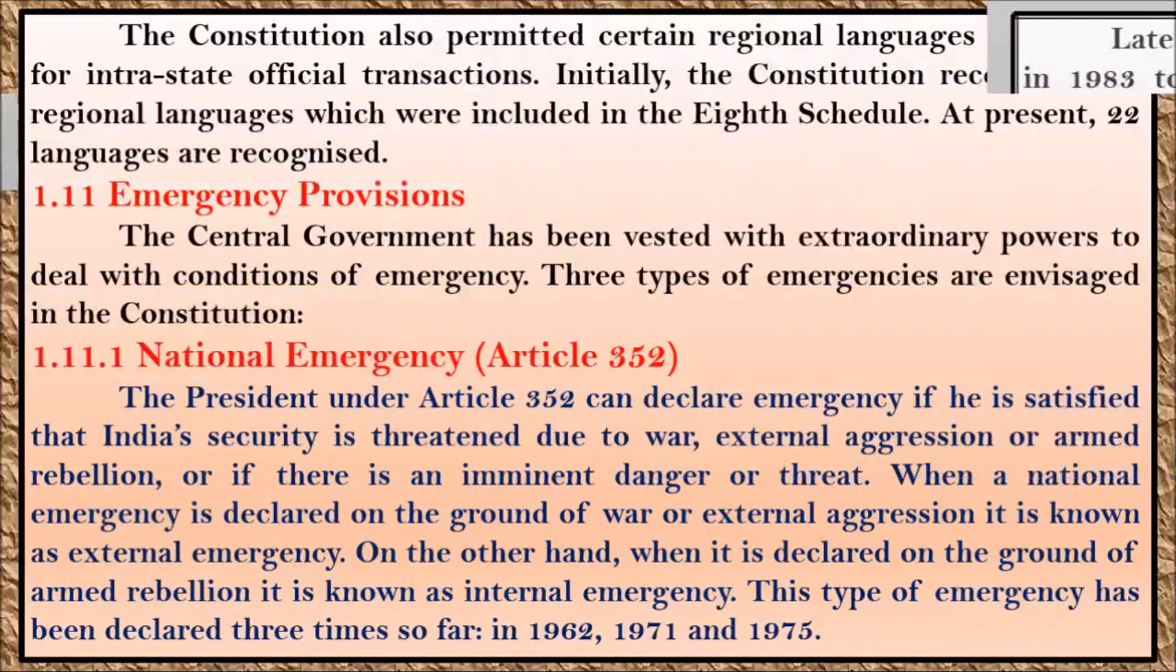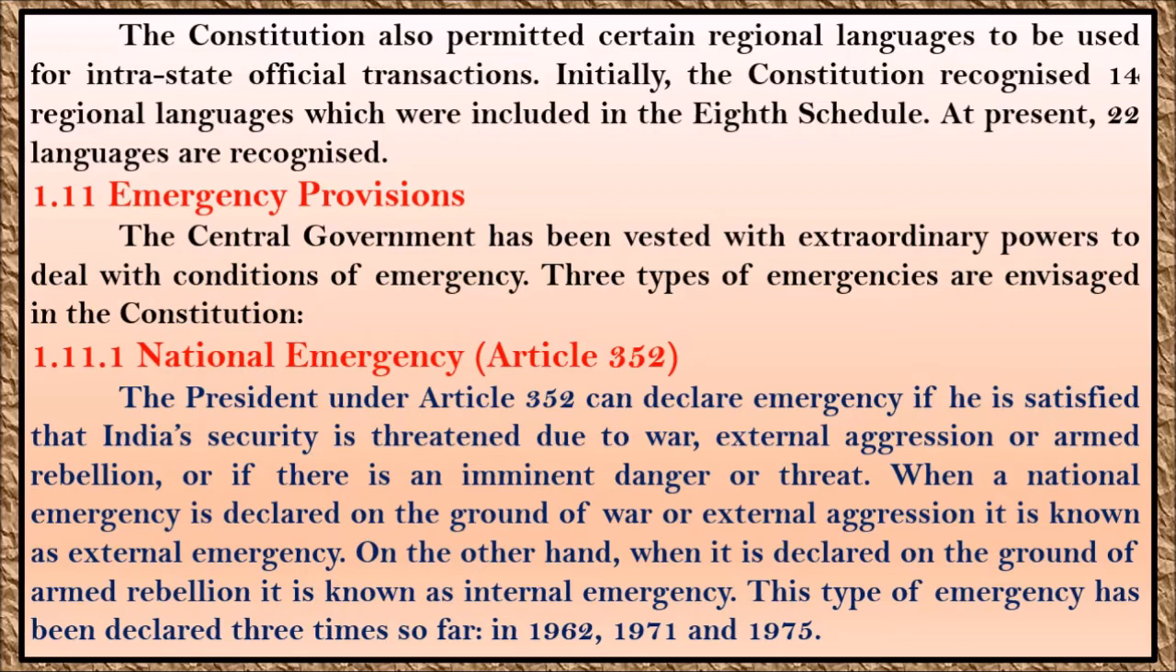So the next one is emergency provisions. The central government has been vested with extraordinary powers to deal with conditions of emergency. Three types of emergencies are envisaged in the constitution. Children, there are three types of emergency which are envisaged in the constitution.